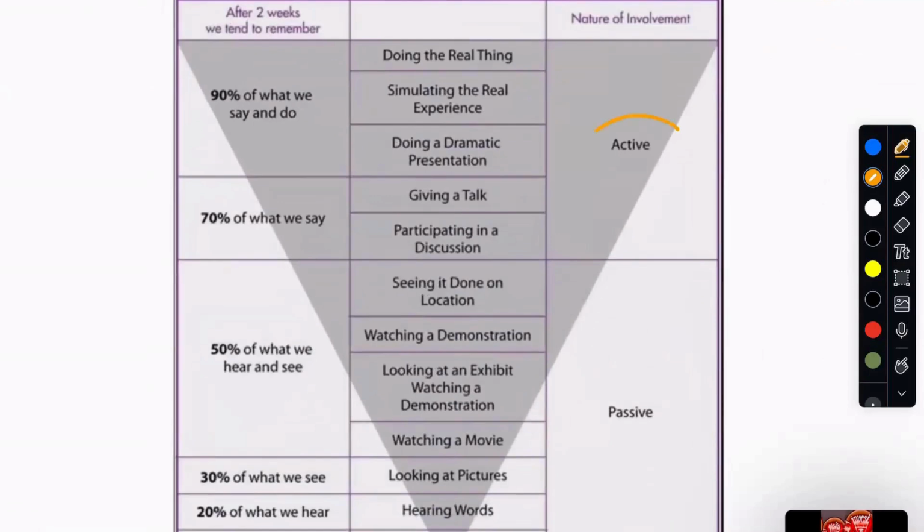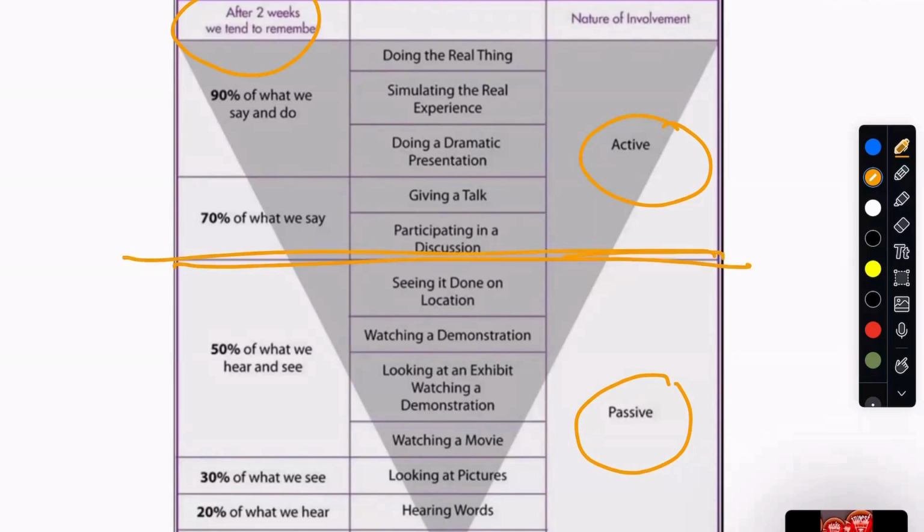There are two ways: one, we can be active; two, we can be passive. Active means we are involved in the learning. Passive means others are providing it to us and we're just merely hearing and listening. They did a study, and it showed that after 2 weeks, people tend to remember the active part of learning. So what are they? 90% is when you do the real thing, with your feet wet in the water, or simulate the real experience.